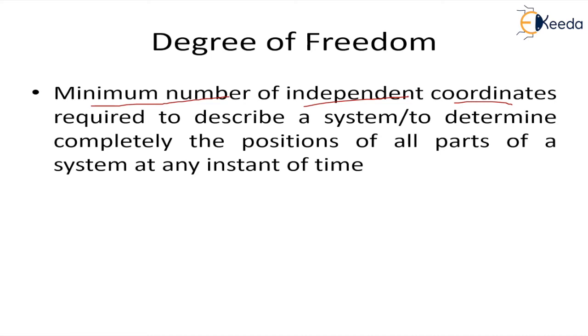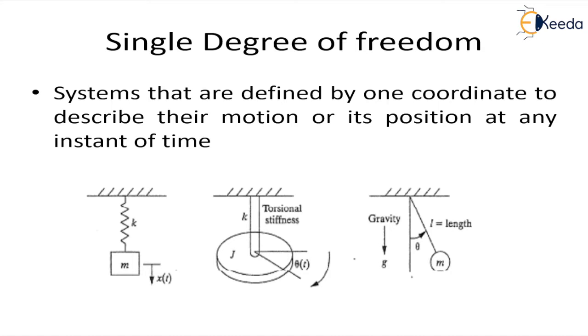Now there are three types of degree of freedom. Single degree of freedom, as the name suggests, these systems require one independent coordinate to describe their motion or position at any instant of time. Now here we have three examples. The first one is a single spring mass system. To describe the motion of the system, we need only one coordinate, which is the linear displacement of the mass, right? Which will of course cause the movement of the spring.